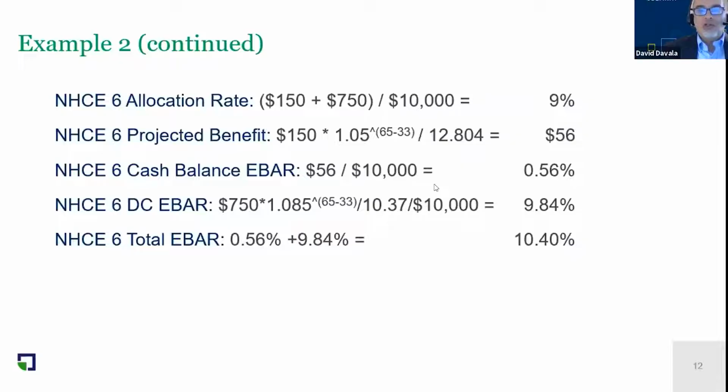Now these allocation rates I just showed here aren't used for the cross-testing. It's a good way to illustrate to the plan sponsor how much each person would be getting as a percentage of payroll. The contribution to the cash balance usually is the credit. It doesn't have to be, and I'm sure Don and Kevin will get into that in their sessions.